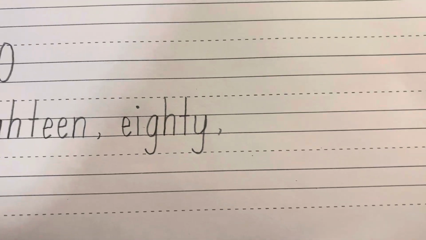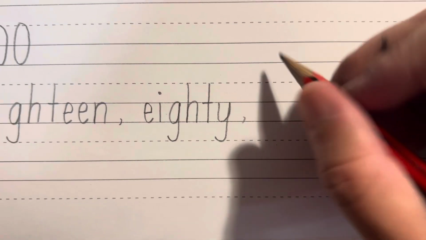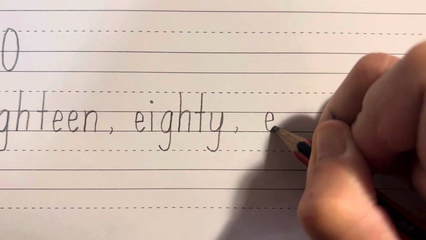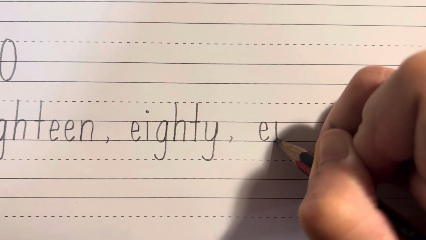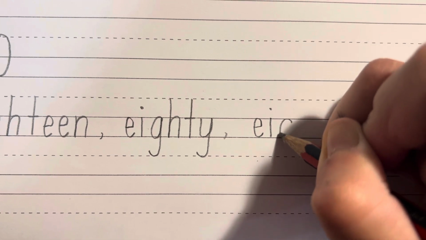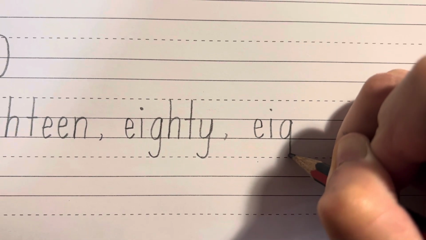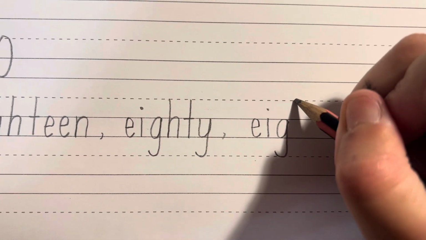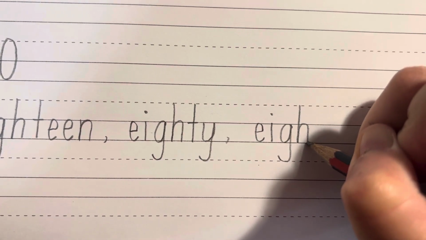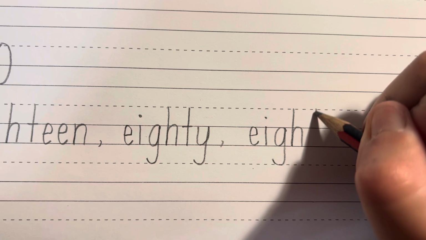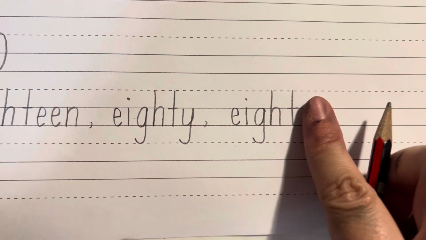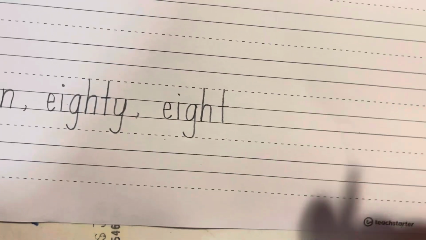Next word is 800. So you're going to start with eight. So E, around and down, I, join the two dots lines together, dot on top, G, you go around and all the way down to the bottom dotted line, H, nice and tall letter, down, up, around and down, and T, straight down and cross on the line. For 800, you need to leave a space between eight and hundred.